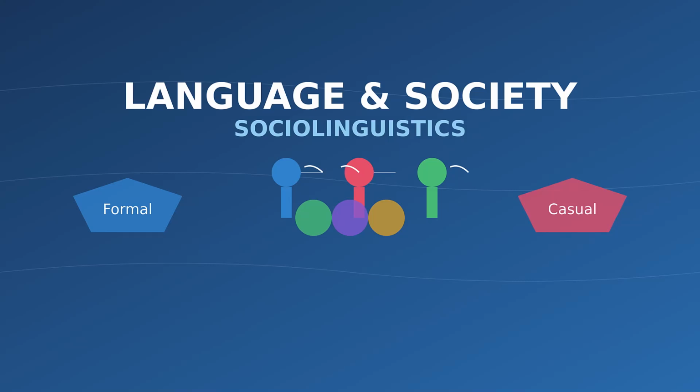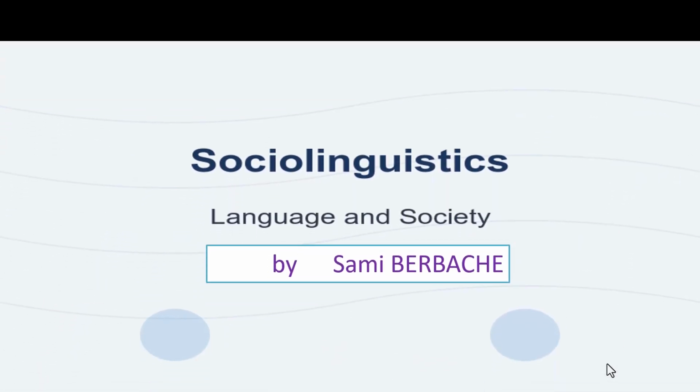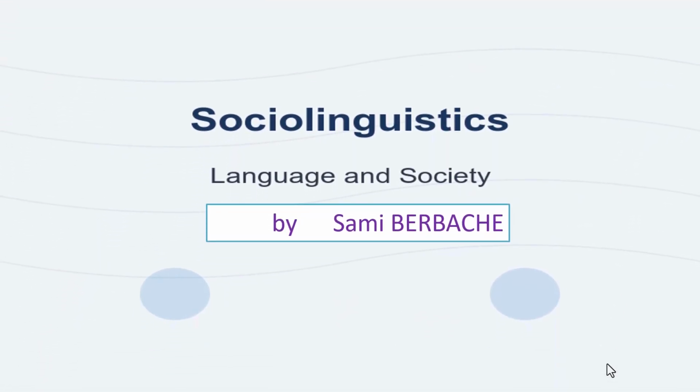Welcome back, everybody. Today we're looking at something pretty interesting, the whole world of language and society. Oh, very cool. Yeah, and we're going to be focusing on one chapter in particular. It's chapter 13, Language in Social Contexts, from a contemporary linguistics textbook.